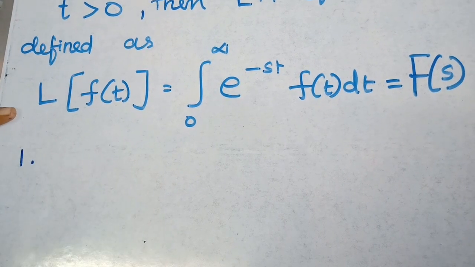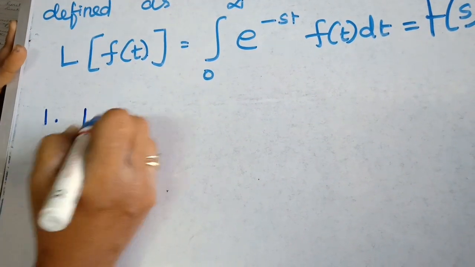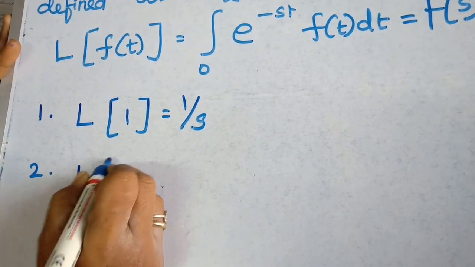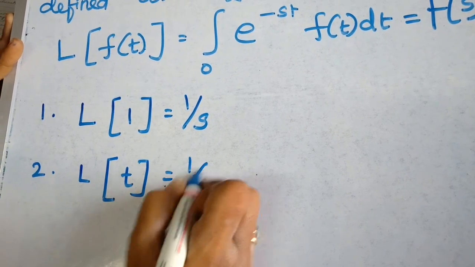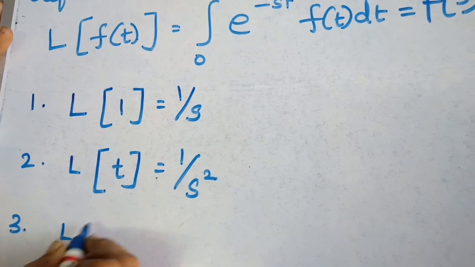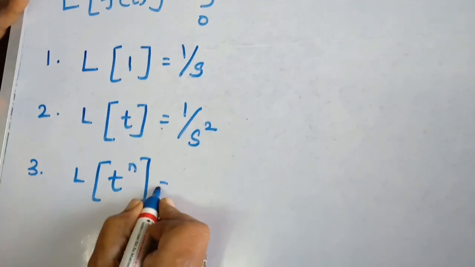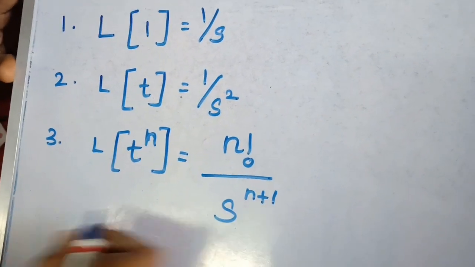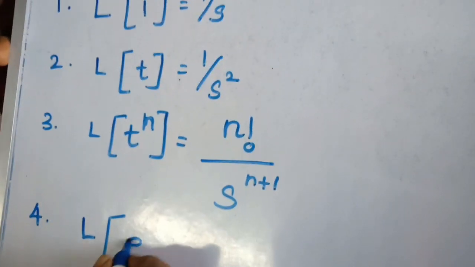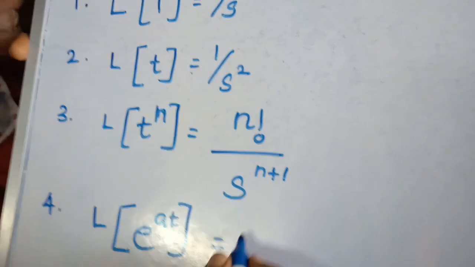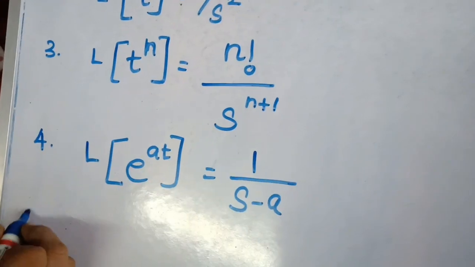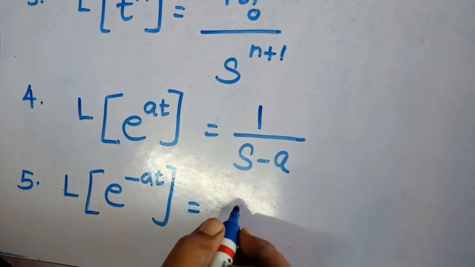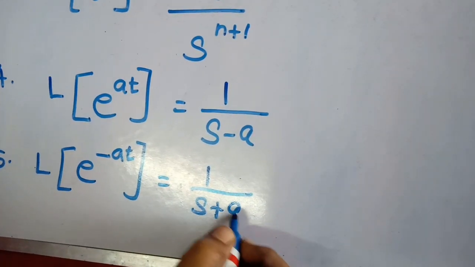We have formulas. Let me list out the formulas. Laplace transformation of 1 is 1 by s, and Laplace transformation of t is 1 by s square. Laplace transformation of t power n is n factorial divided by s power n plus 1. We have Laplace transformation of e power at is 1 by s minus a. Laplace transformation of e power minus at is 1 by s plus a.